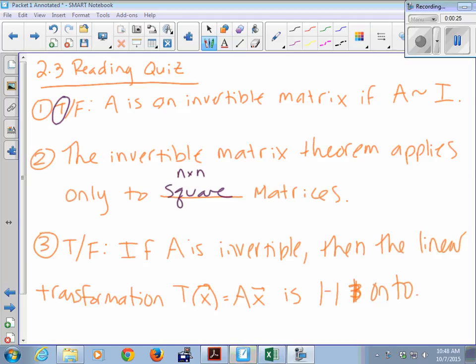True or false? If A is invertible, then the linear transformation T of x equals Ax is 1-to-1 and onto. Yes, true.